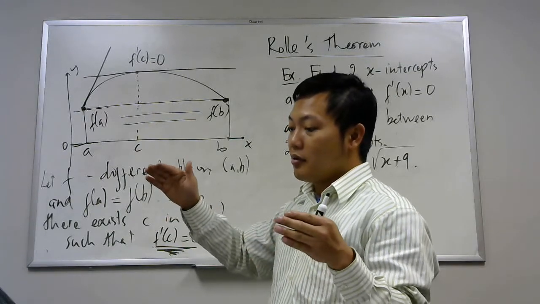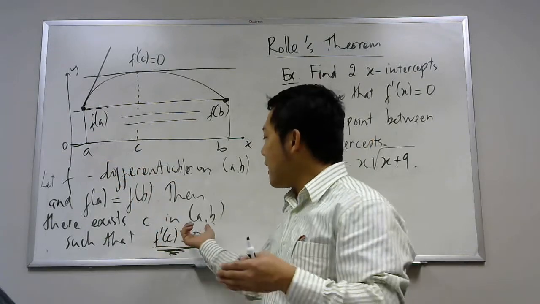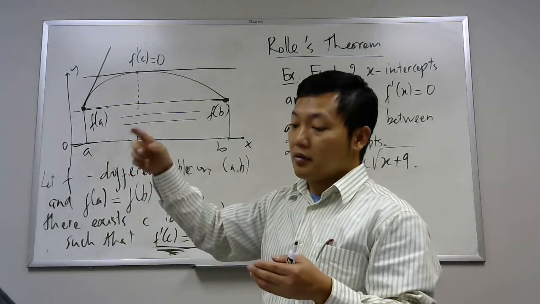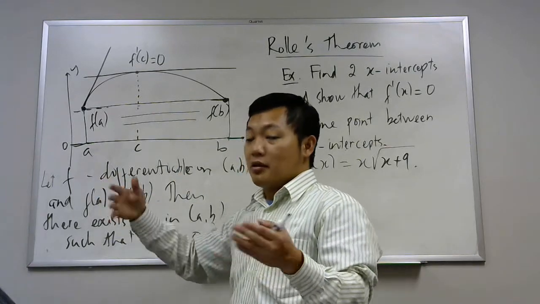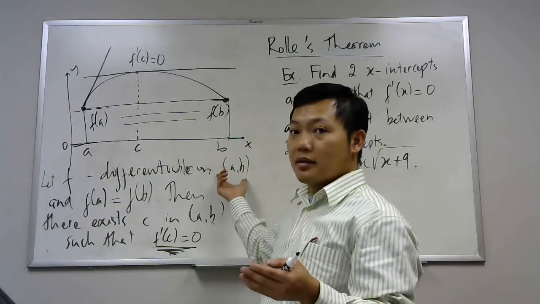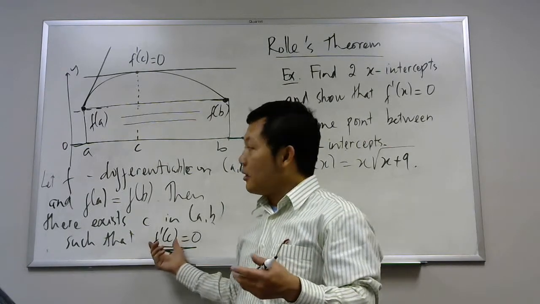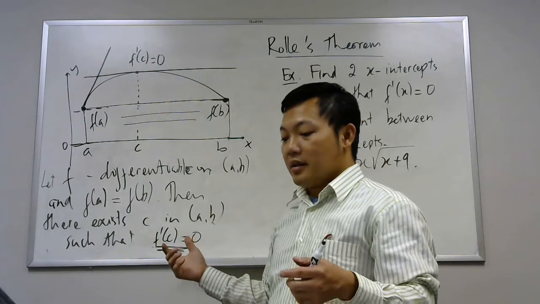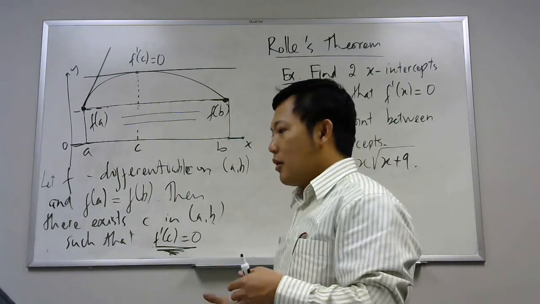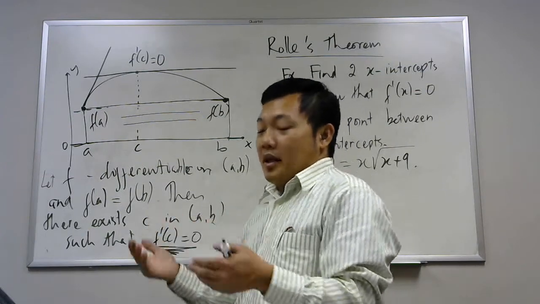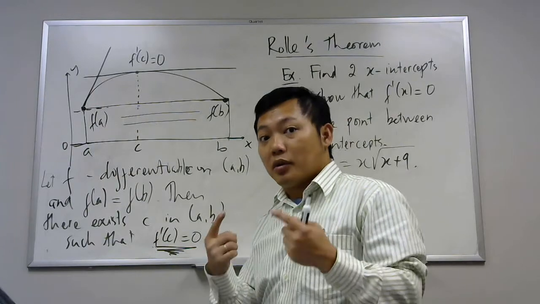And what are critical points? Critical points are points where the first derivative equals 0 or the first derivative does not exist. But our function is differentiable, so the derivative exists everywhere here. So we have only one case, where the first derivative equals 0. So the Rolle theorem says something about the existence of extreme points, or maybe the existence of extrema, on that interval. That is very important.